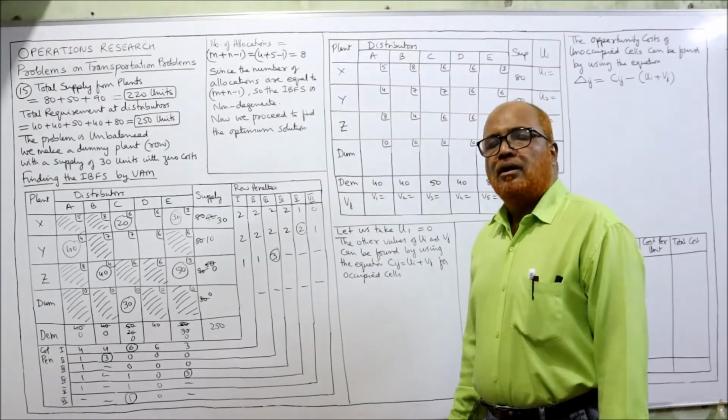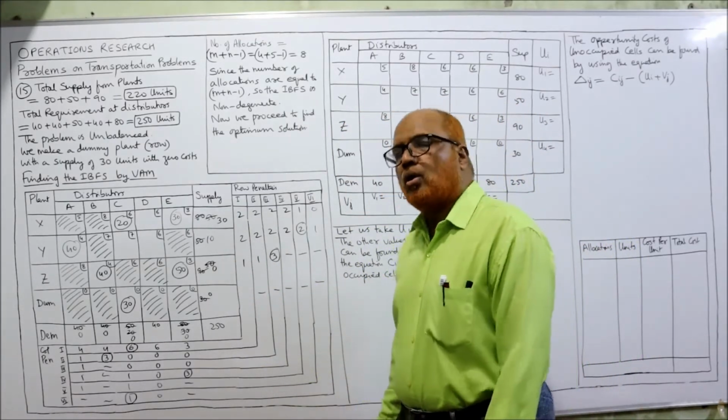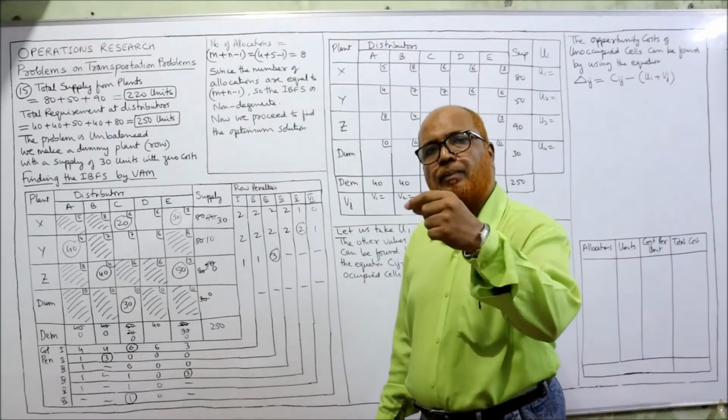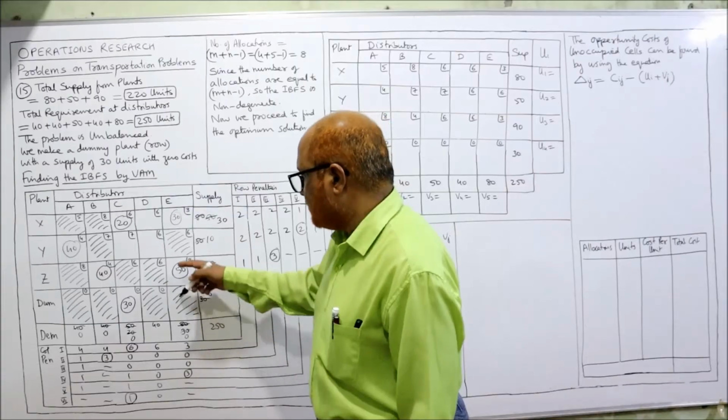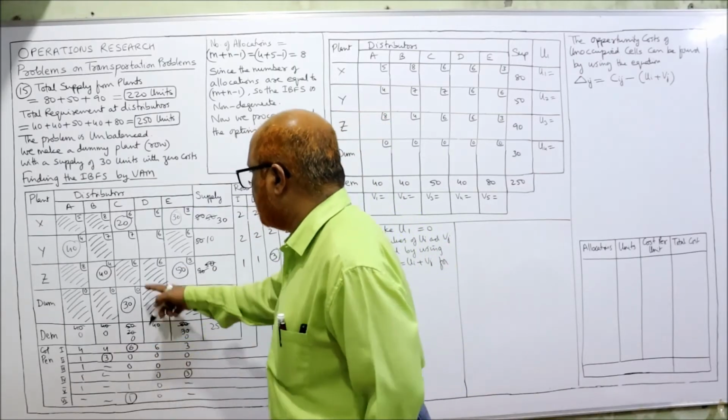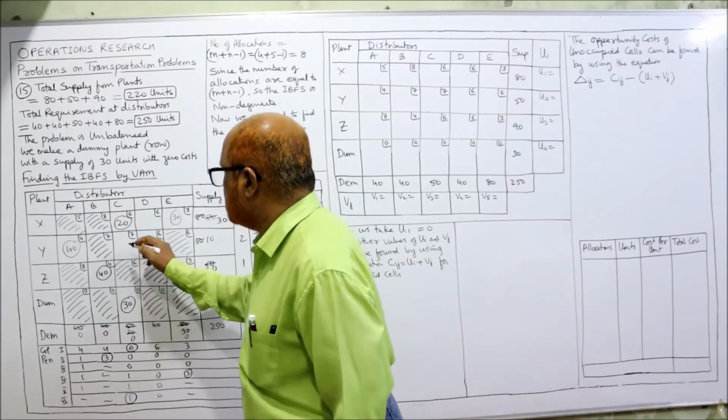That's all. Now if any row or column has only one unoccupied cell, we take the balancing figure. Here you can see that's how this 0 has now become 50. So this will be blocked.